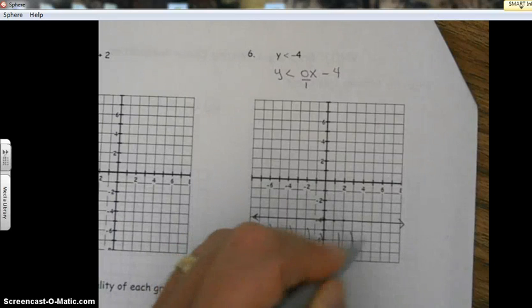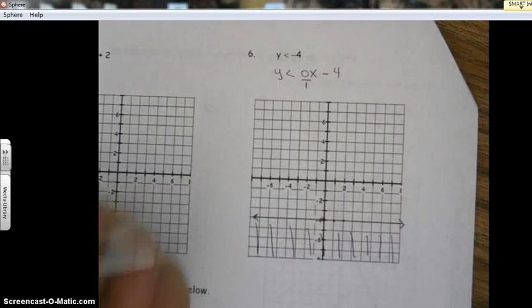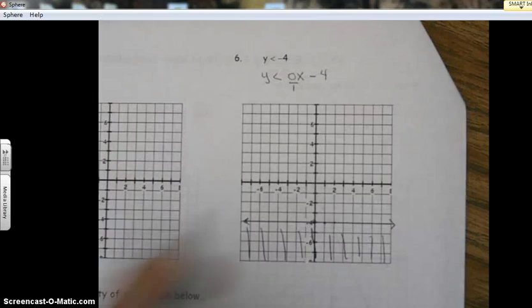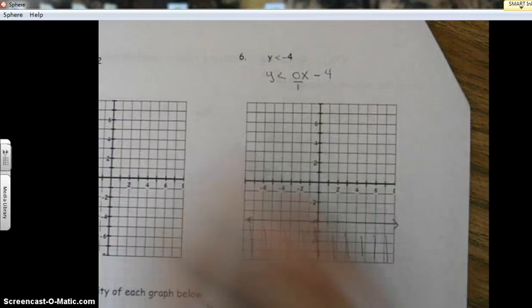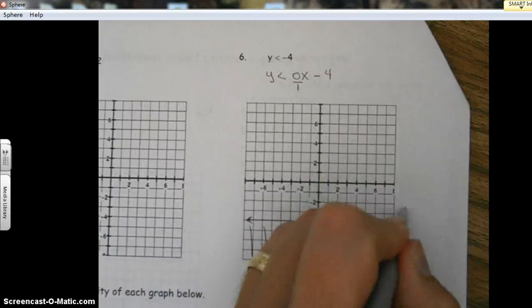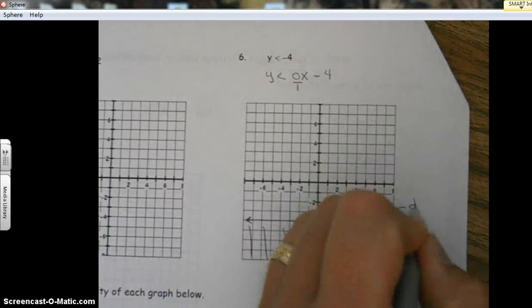And I made a mistake. And so there's no equal. So this line right here should be dashed.